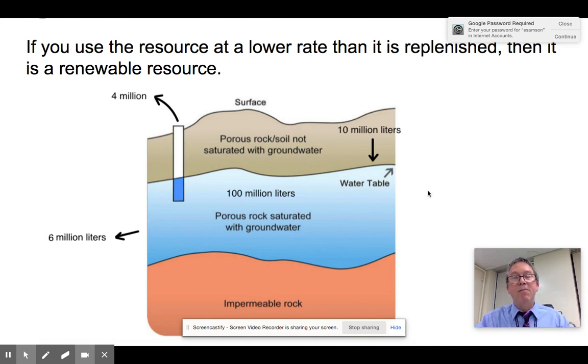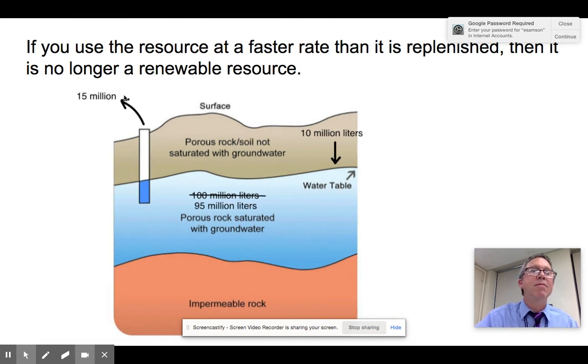But what happens if I pump faster than that? My community grows. Now I'm pumping out 15 million. What happens now is 10 million comes in. I pump out 15 million. Well, guess what? I don't have 100 million liters worth of water in my reservoir. Now I have 95. And then if things keep going this way, I'm going to have 90, 85, 80, and eventually I'm going to run out. And we see this happening. So even though groundwater is normally considered to be a renewable resource, if the rate at which you use it is faster than the rate at which it replenishes, it starts becoming a non-renewable resource.